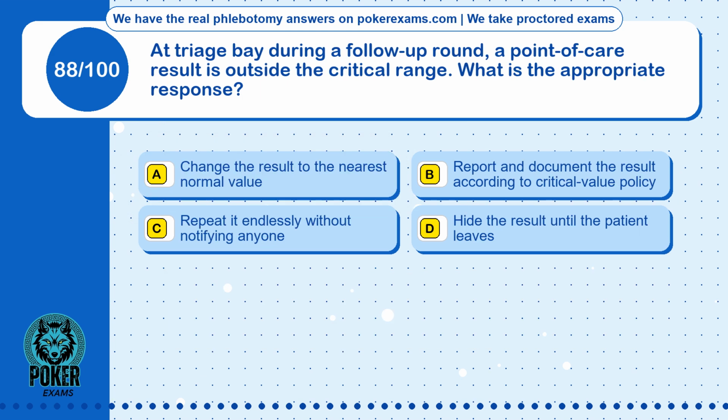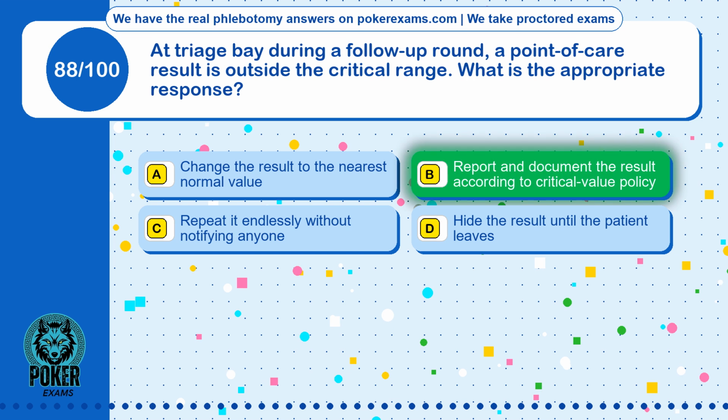Question 88. At triage bay during a follow-up round, a point-of-care result is outside the critical range. What is the appropriate response? Option A. Change the result to the nearest normal value. Option B. Report and document the result according to critical value policy. Option C. Repeat it endlessly without notifying anyone. Option D. Hide the result until the patient leaves.